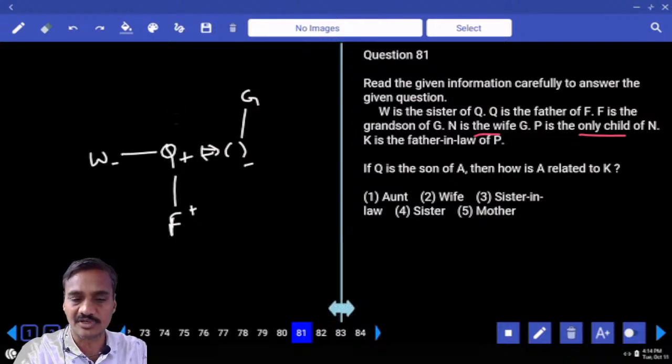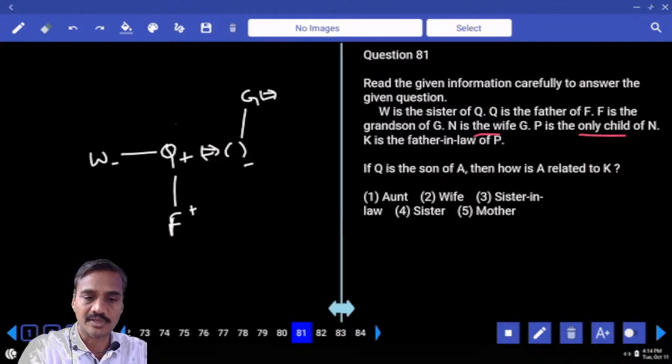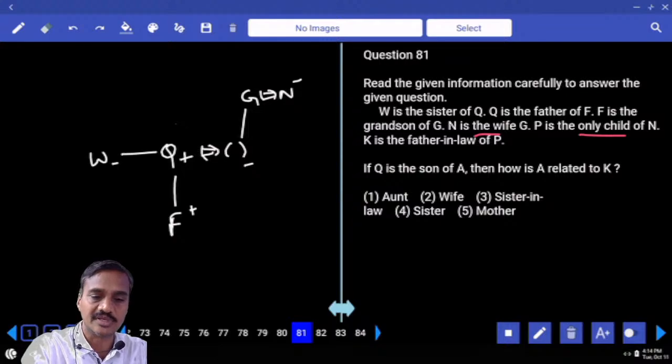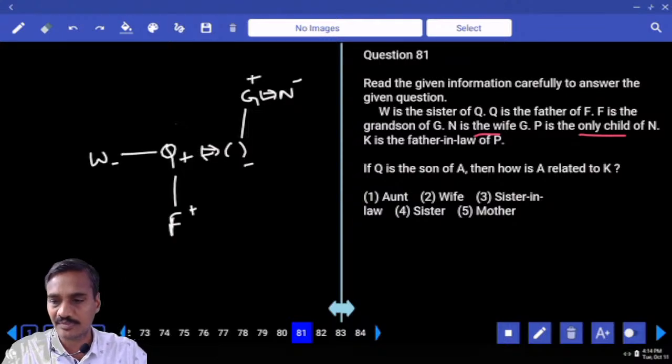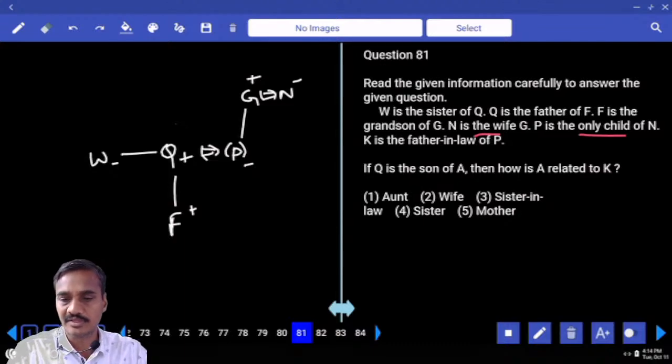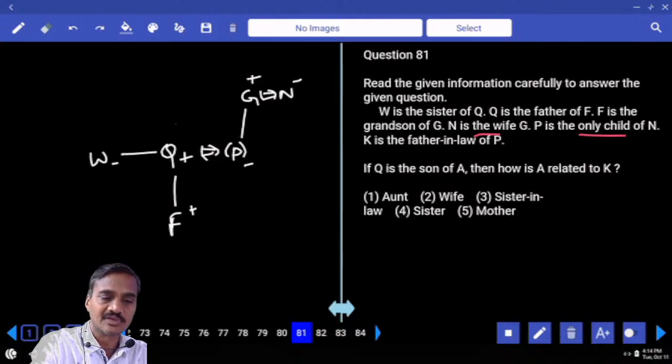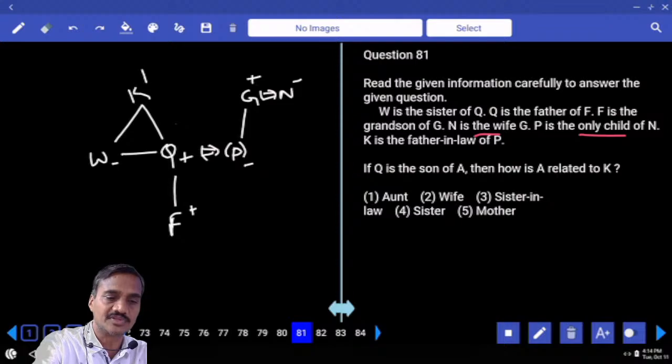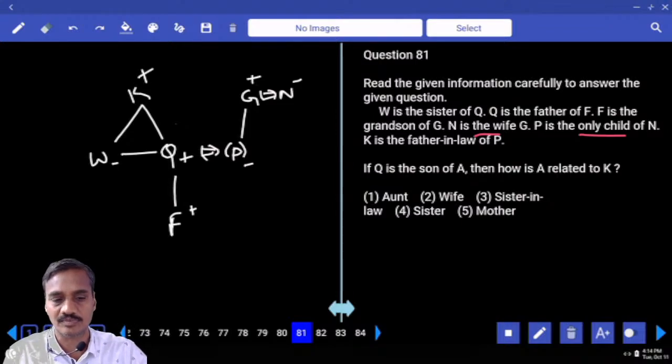G is the parent of Q's wife. N is the wife of G. N female, G a male. P is the only child of N. P is here. And K is the father-in-law of P. Father-in-law of P means K is the father of these two persons, W and Q.